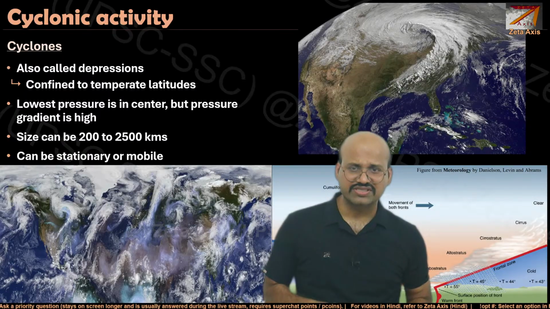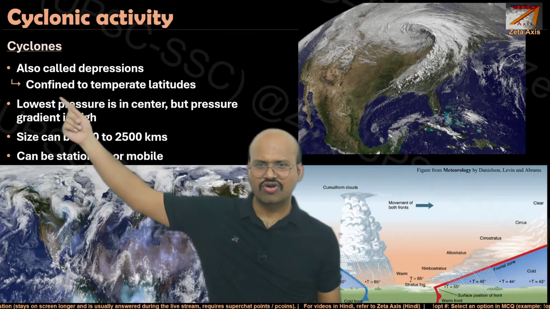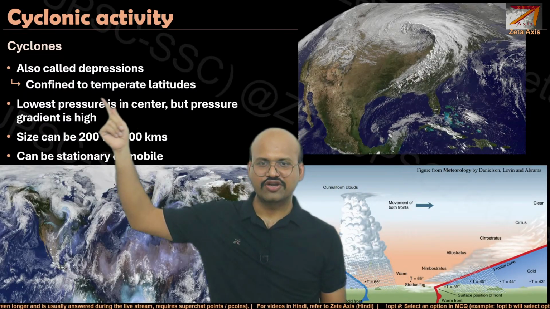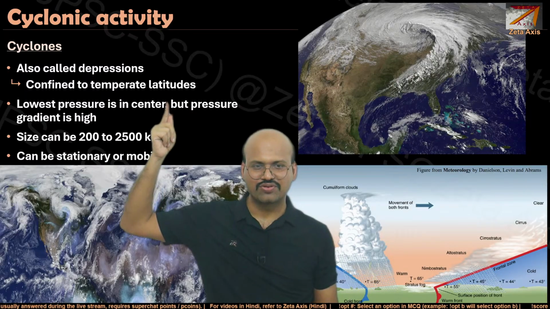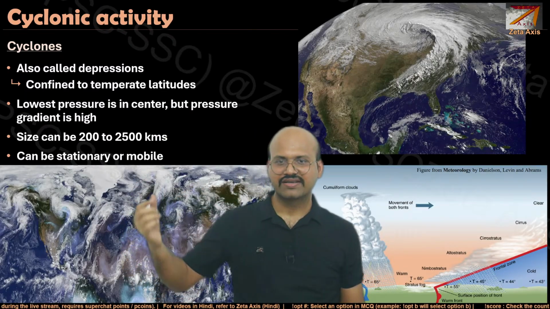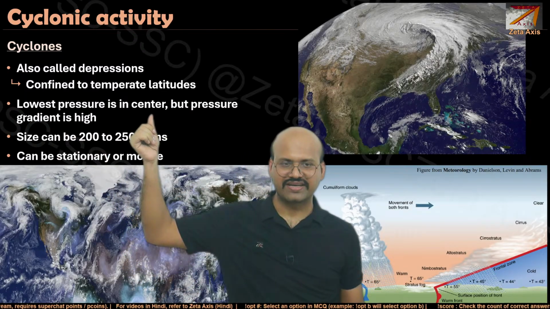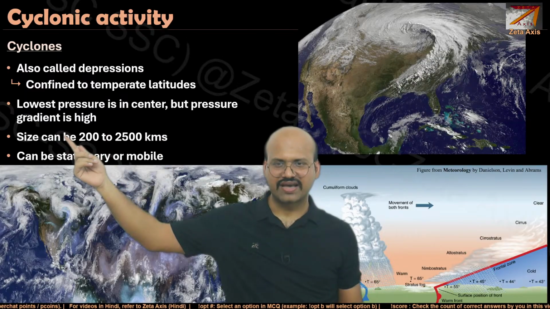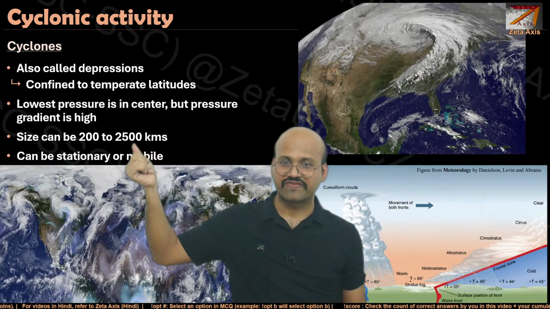Next are the cyclones. These are extratropical cyclones. They are also called depressions, confined to temperate latitudes. So these are confined to the temperate latitudes, and there is a low pressure region in the center, but the pressure gradient is high. Size can be 200 to 2500 kilometers.